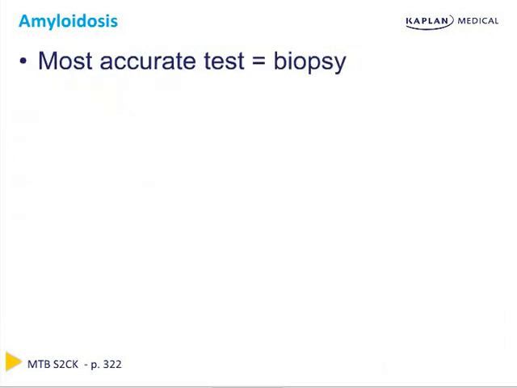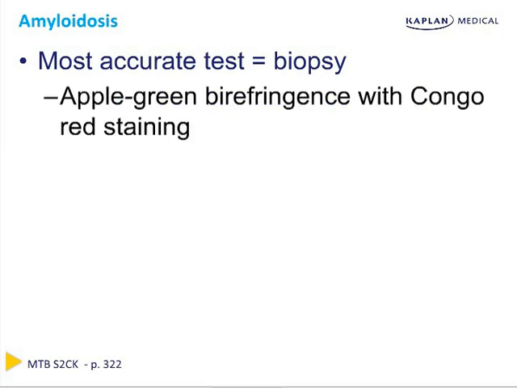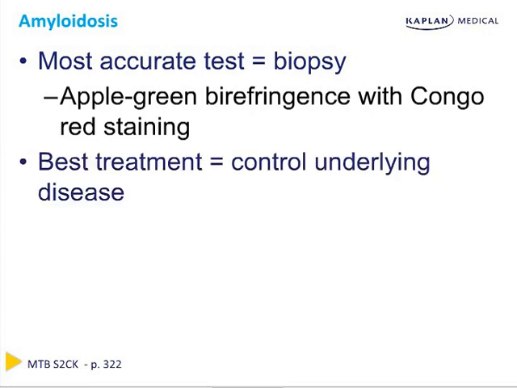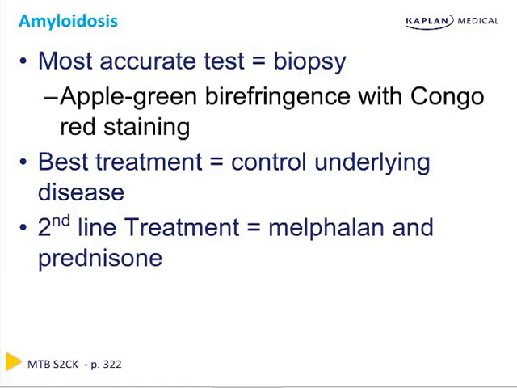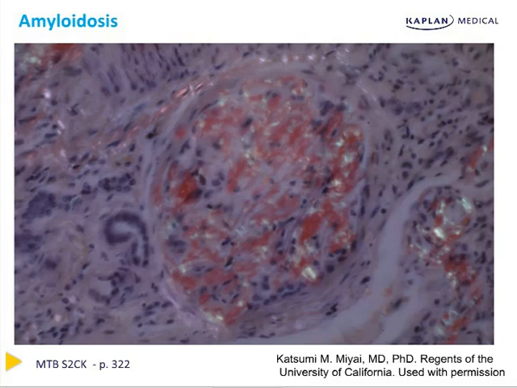Like with all glomerular diseases, the most accurate test for amyloidosis is a biopsy. The characteristic findings are apple green birefringence and Congo red staining. The best treatment for amyloidosis is to control the underlying disease. Second-line treatment, sometimes helpful, includes melphalan and prednisone therapy. In this slide, from a renal biopsy in a patient with amyloidosis, we see the characteristic apple green birefringence seen with Congo red stain.